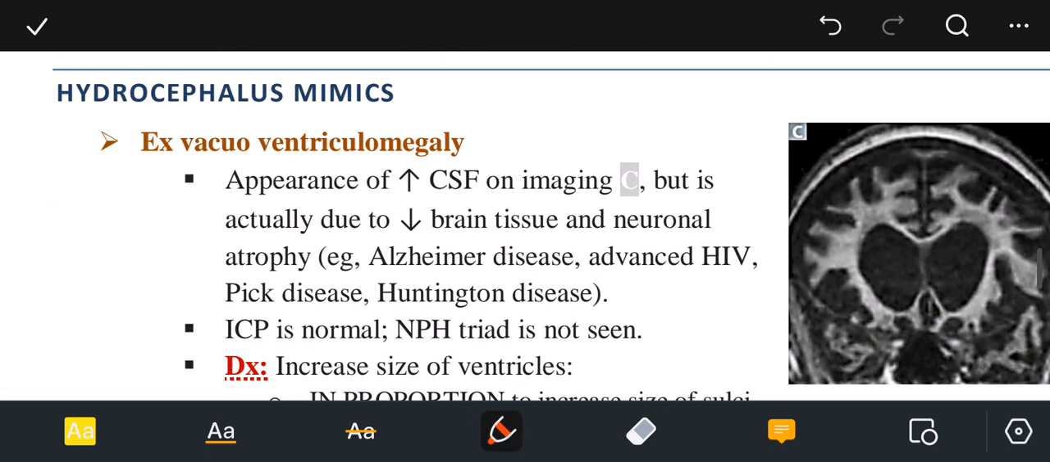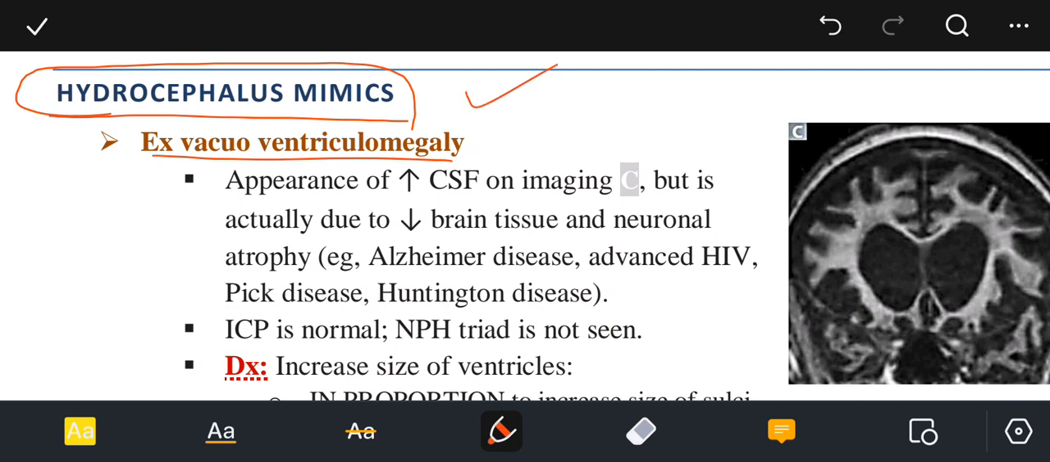Hydrocephalus mimics. It is also called ex vacuo. Hydrocephalus mimics mean that the problem is not excessive production of CSF, neither is the problem impaired drainage. Hydrocephalus is not actually there in the situations which we are going to study now. There is no hydrocephalus, but it appears to be hydrocephalus on CT imaging. That is why we call it hydrocephalus mimics: it looks like hydrocephalus, but in fact it is not. So the first condition is ex vacuo ventriculomegaly.